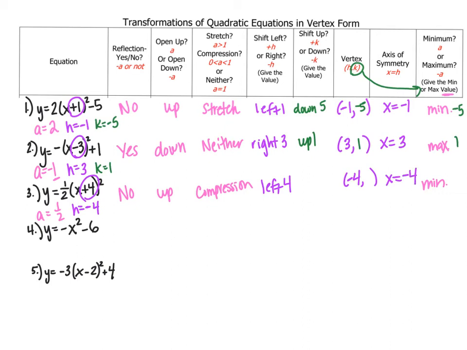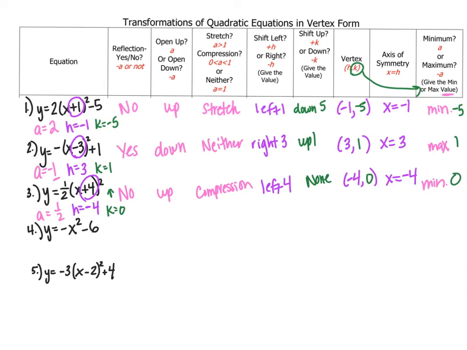Our K, we're missing a K. That's going to be a 0. So we do not move up or down. So I'm just going to put none. That means we'll have 0 as our K. So the vertex will have a value of 0 and the minimum will have a value of 0.